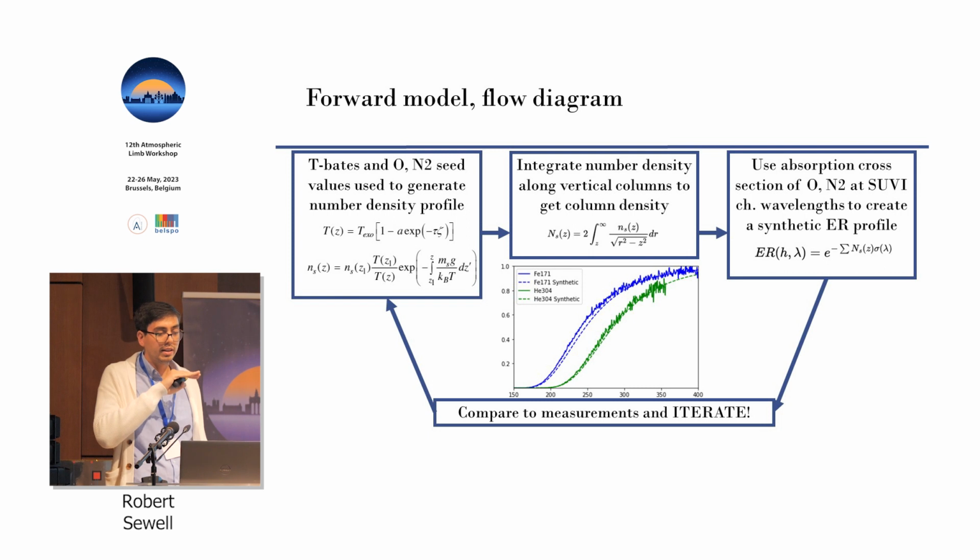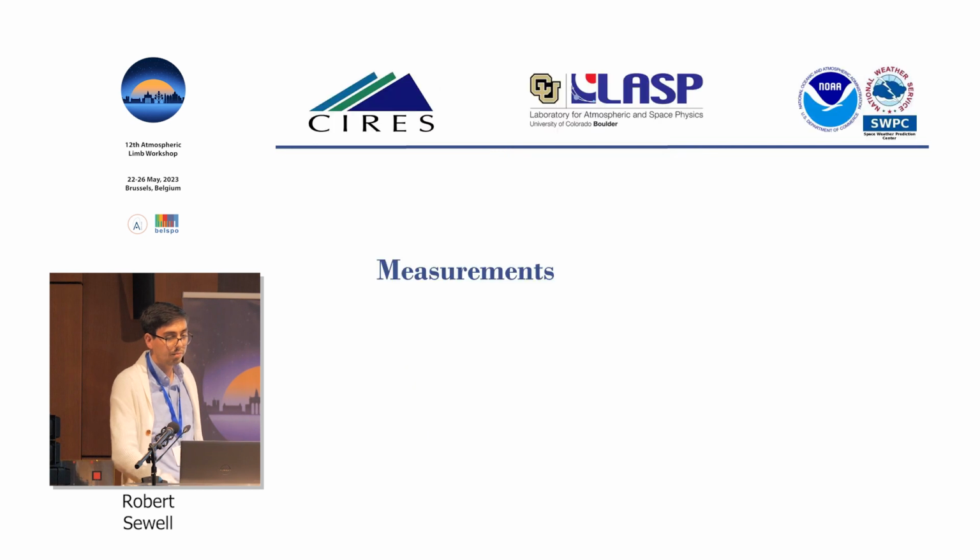Then we integrate these number densities along SUVI's line of sight in order to get column density using the Abel transform. And then we use the absorption cross sections of O and N2 at the SUVI channels that we have measurements for a given occultation to create a synthetic extinction ratio profile. We then compare that to the measured extinction ratio profiles that we found before, and we iterate this process until we have the best temperature profile and number density profile that fit our measured extinction ratios.